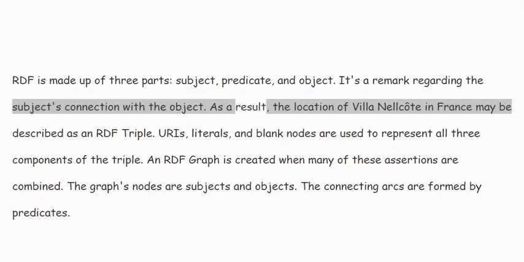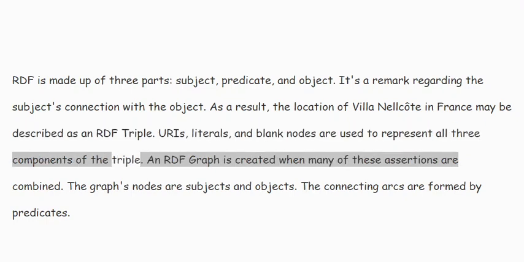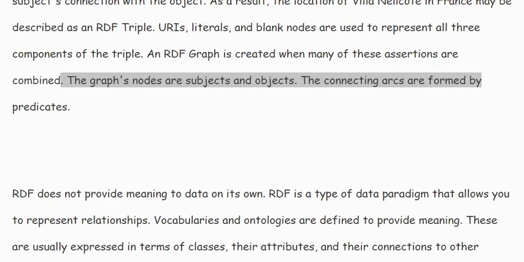As a result, the location of Villa Nellcote in France may be described as an RDF triple. URIs, literals, and blank nodes are used to represent all three components of the triple. An RDF graph is created when many of these assertions are combined. The graph's nodes are subjects and objects. The connecting arcs are formed by predicates.